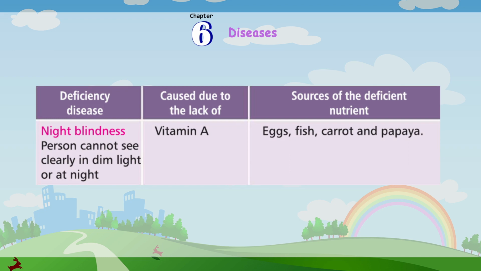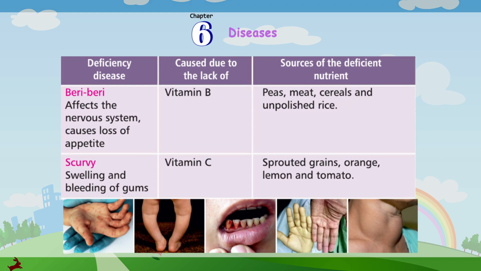Night blindness. Person cannot see clearly in dim light or at night, caused due to the lack of vitamin A. Sources of the deficient nutrient: eggs, fish, carrot, and papaya. Beriberi affects the nervous system, causes loss of appetite, caused due to the lack of vitamin B. Sources of the deficient nutrient: peas, meat, cereals, and unpolished rice. Scurvy, swelling and bleeding of gums, caused due to the lack of vitamin C. Sources of the deficient nutrient: sprouted grains, orange, lemon, and tomato.